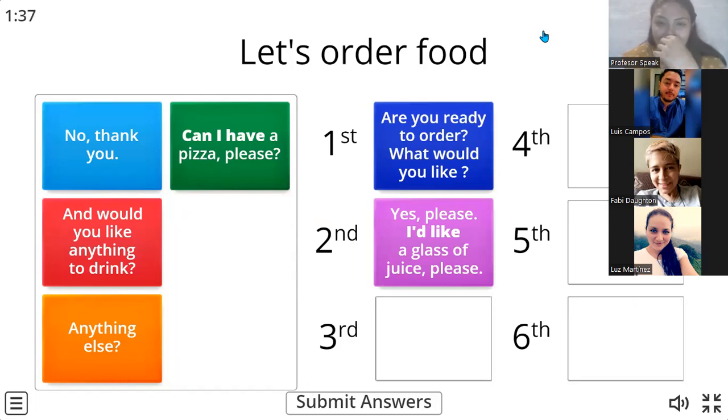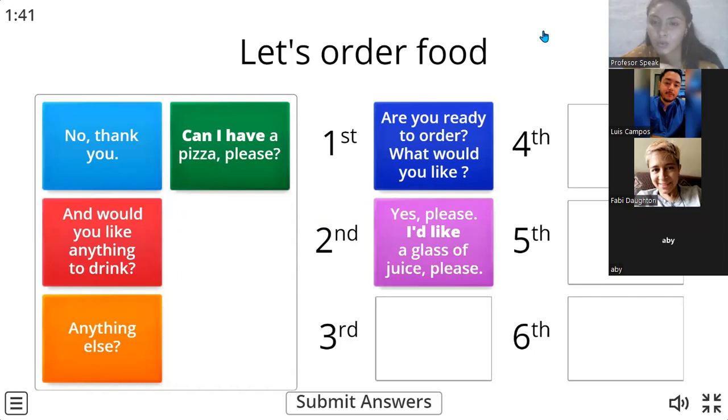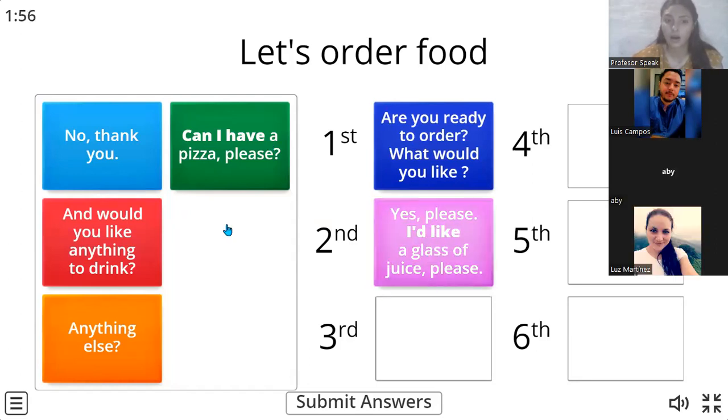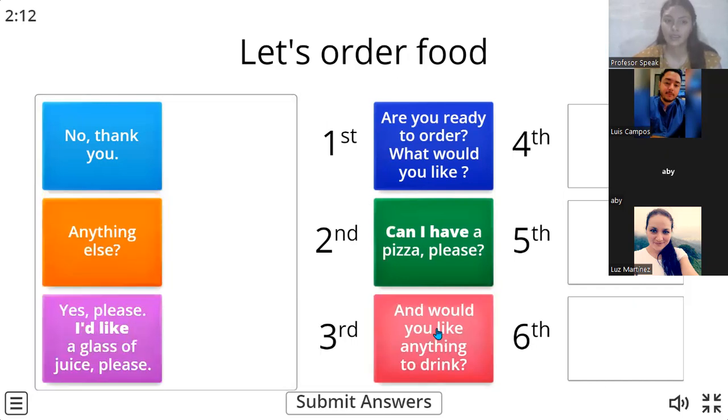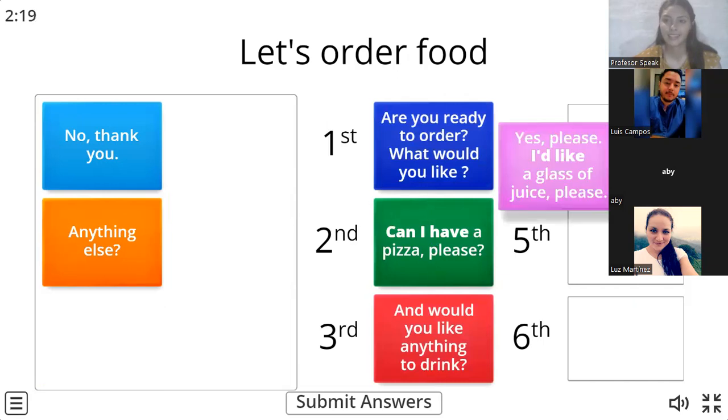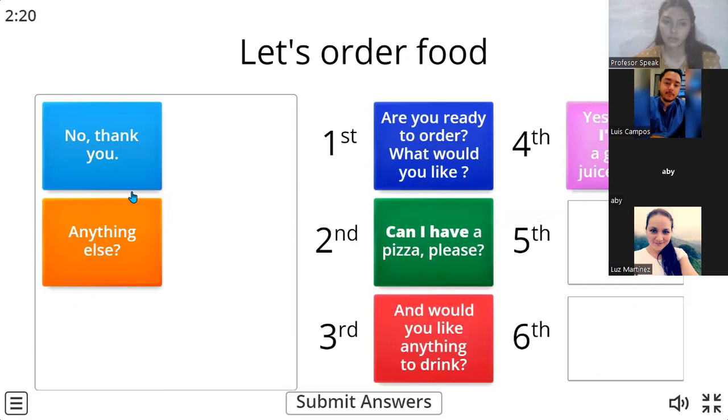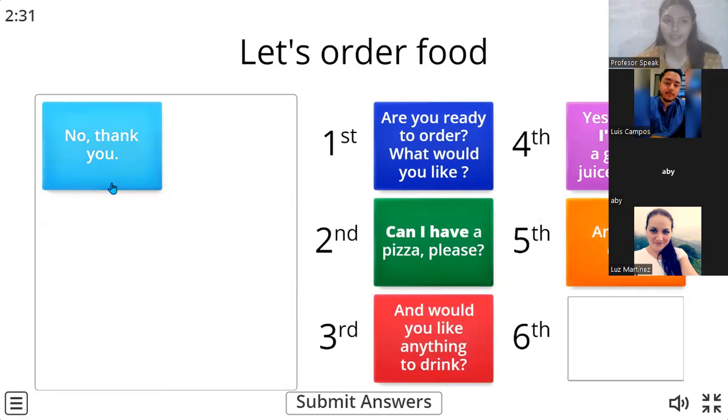The second one is warm. What, Fabi? Can you? So, which is the second? The second is, can I have this? Okay, let's check with that. So, do you agree with that? Yes, and the third one should be, and would you like anything to drink? Okay, so the fourth? Yes, please, I'd like a glass of juice, please. Excellent. The last one? I mean, the fifth. Anything else? Anything else. Okay, and now the last one. Thank you. No, thank you.